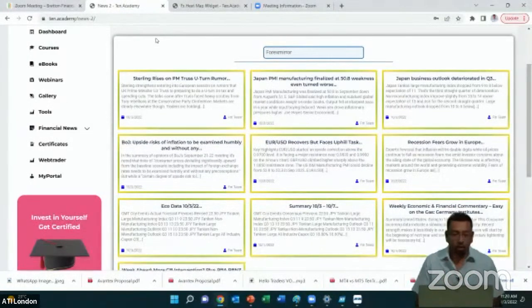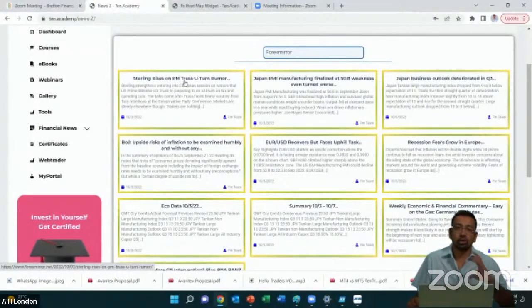So now we are looking at all the sources of headlines or news headlines from Forex Mirror. As you can see, focus has been on sterling rises on the PM Truss's U-turn rumor. So that's what's going on at this moment of time. She's communicated her mistake, and then we've got all these comments from various other heads or big boys, and then all these will get marinated into the news today.